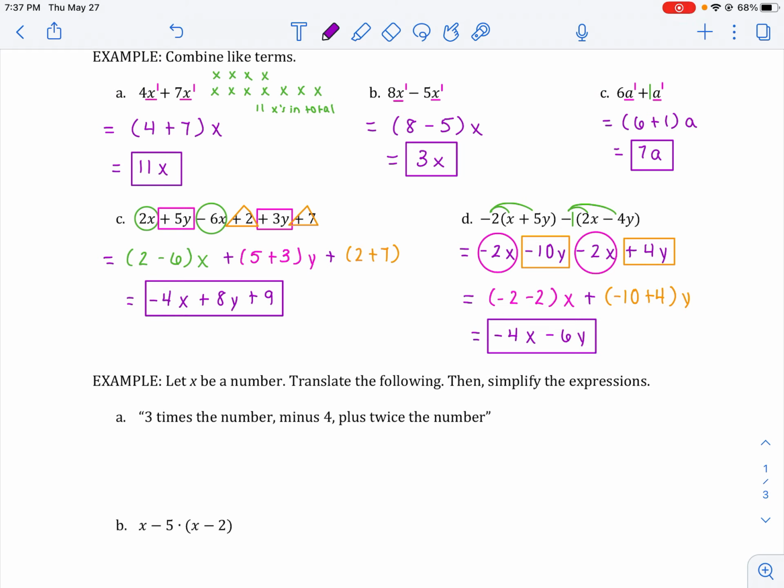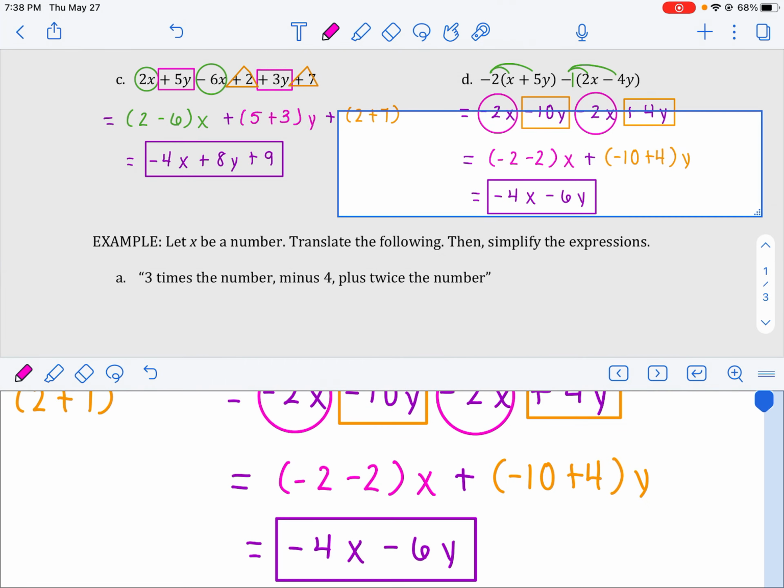Okay, I know C and D are kind of tricky, so please reach out if you have questions or if you'd like me to work through more examples with you. I'm going to go ahead and keep rolling with these examples since you can pause the video at any time. We're going to practice some translating. So we're going to let x be a number, and we're going to translate the following and then simplify the expression.